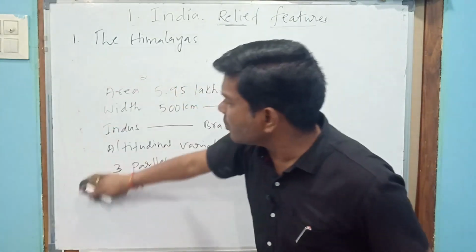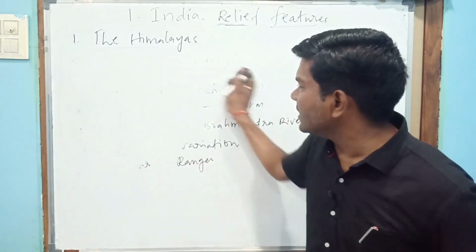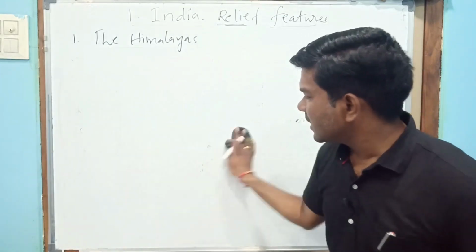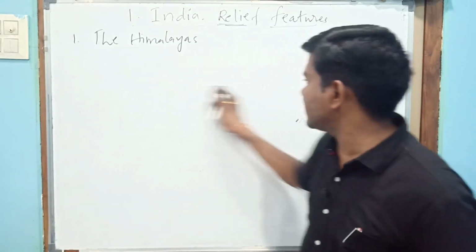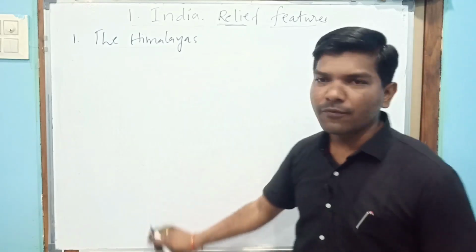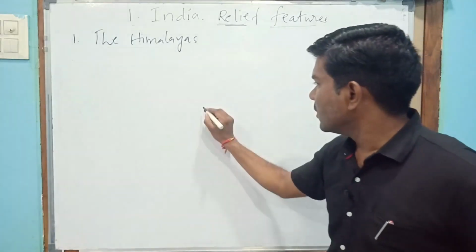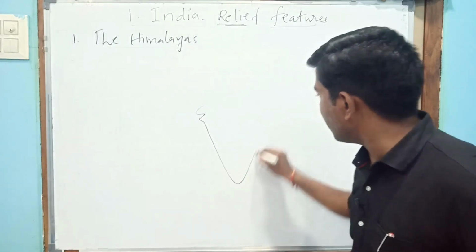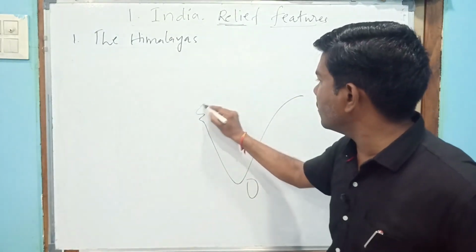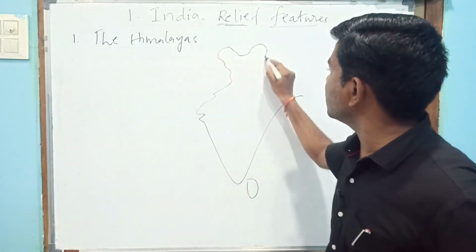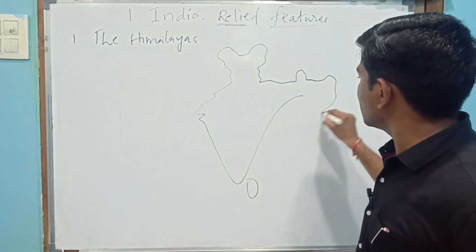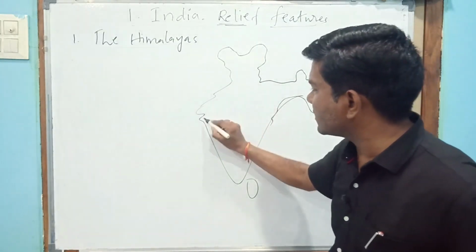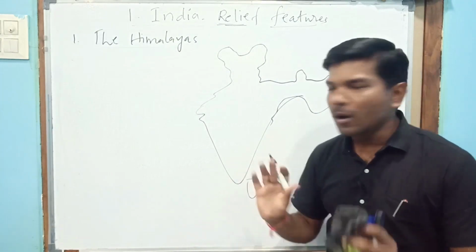Now, I wanted to locate the Himalayan ranges and categorize them with the help of India's map. So I'll try to draw the India map. Okay, I'm not an artist, but I'll try to draw. So this is a model India map, however it is.